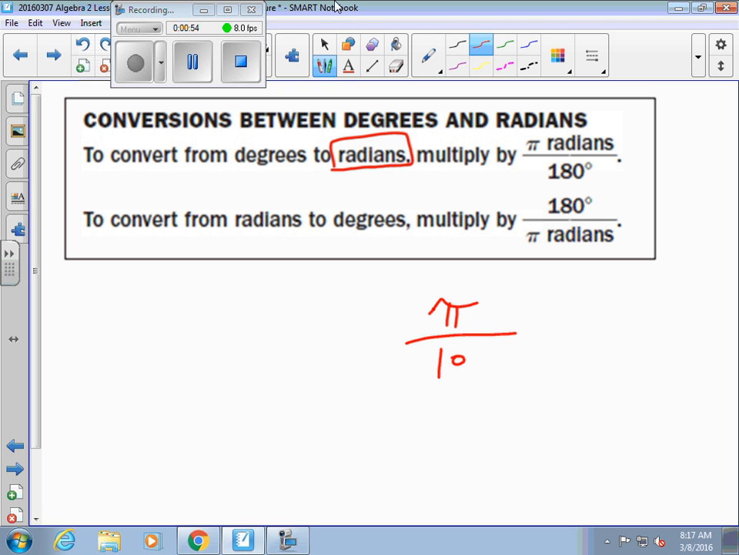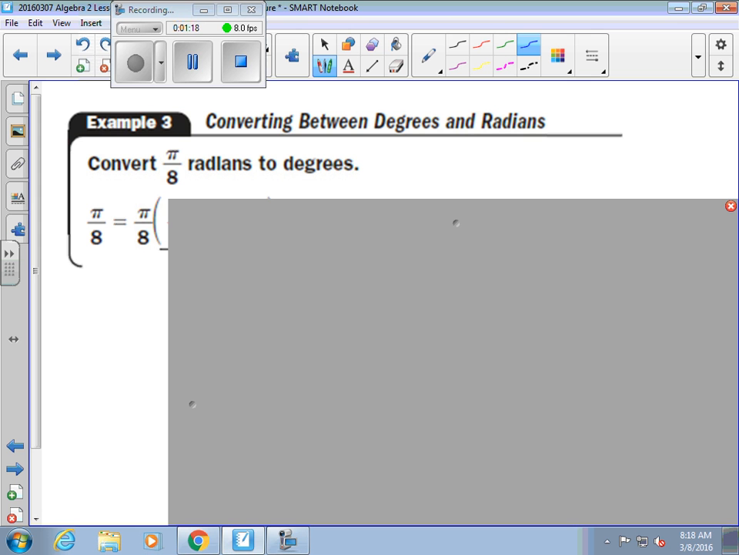Pi over 180. If you're trying to make degrees, you're trying to get rid of pi. It already has pi in the answer. So you multiply it by 180 over pi radians. That will eliminate the pi symbol or the number pi, and I'll show you in an example what that means.